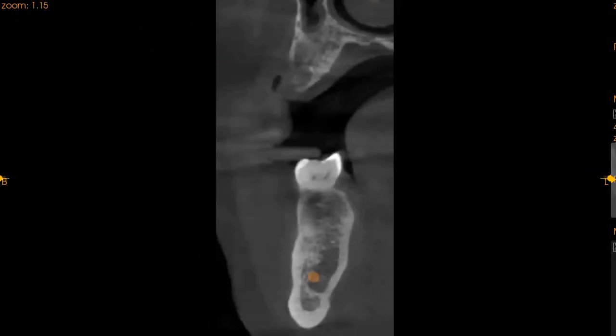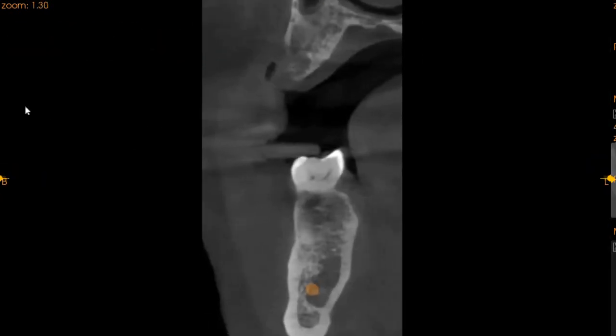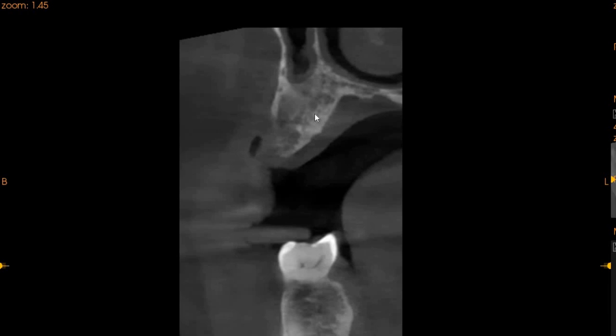This is the upper right second premolar region. I'm going to zoom in for our doctor. The ridge appears to be B3 in the quality of the bone. The ridge is quite knife edge at the crest. We have a buccal defect present here.